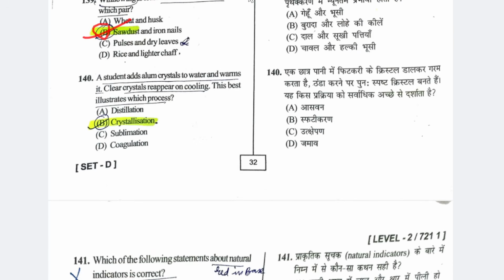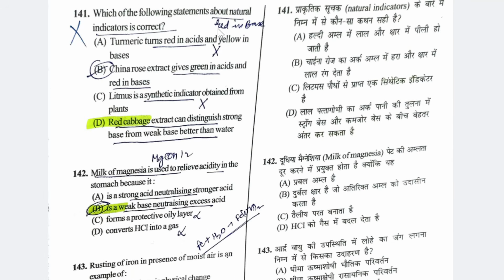Next question. A student adds alum crystal to water and warms it. Clear crystals reappear on cooling. This best illustrates which process? So it illustrates crystallization. Option number B will be correct. Which of the following statements about natural indicator is correct? So option number D is correct. Red cabbage extract can distinguish strong base from weak base better than water. Milk of magnesia is used to relieve acidity in the stomach because it is a weak base, neutralizing excess acid. Option number B will be the correct answer.